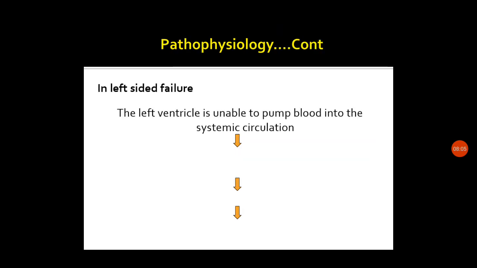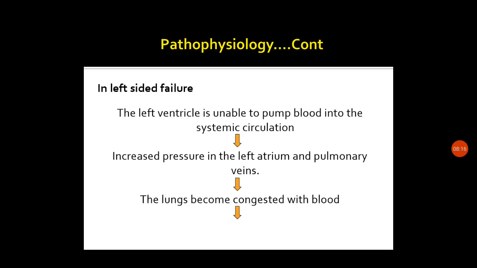In left-sided failure, what happens is the left ventricle is unable to pump blood into the systemic circulation, with increased pressure in the left atrium and pulmonary veins. The lungs become congested with blood, with elevated pulmonary pressure and pulmonary edema. So in left-sided failure, you can see pulmonary congestion and edema. And in right-sided failure, the systemic venous circulation will be impaired and there will be hypertension. So these are the problems in left-sided and right-sided failure.